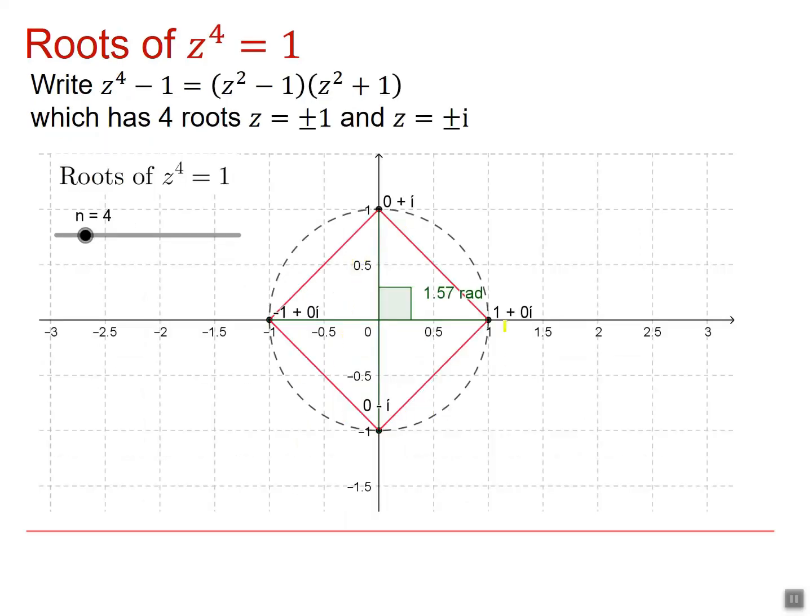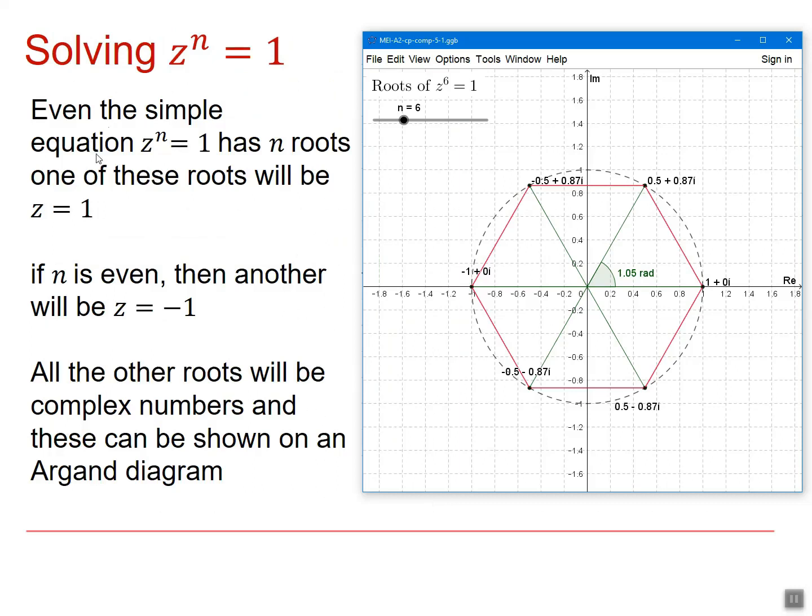z to the 4 has four roots, plus or minus 1 and plus or minus i, and again on an Argand diagram those four roots are spaced equally around a circle of radius 1. The simple equation z to the n equals 1 has n roots, and one of those roots will always be 1. If n is even, however, there will be another real root at minus 1. All the other roots will be complex numbers which can be shown on an Argand diagram.